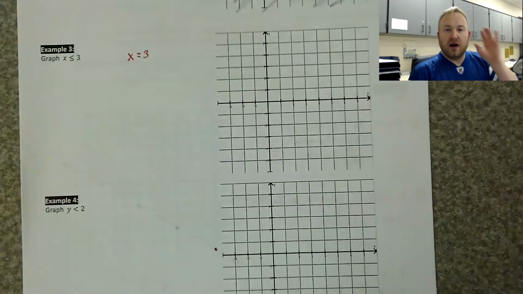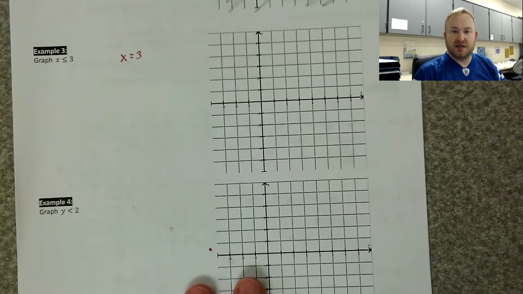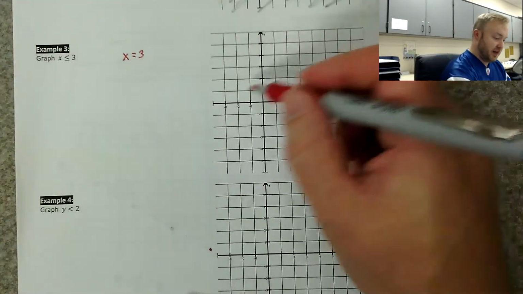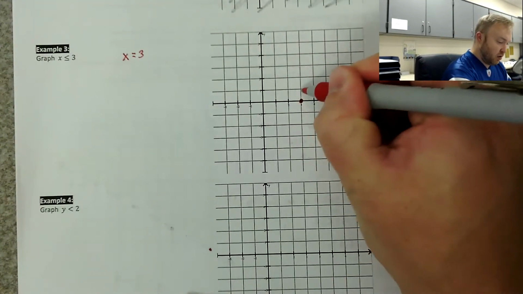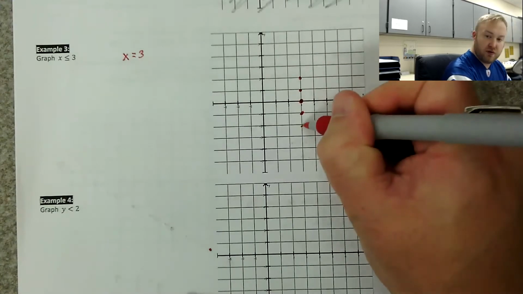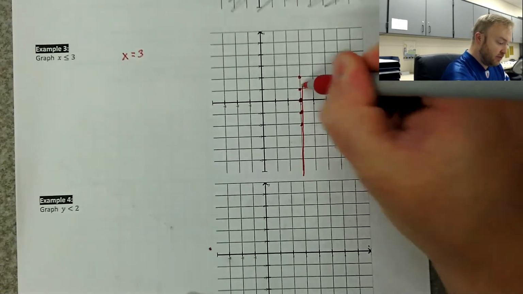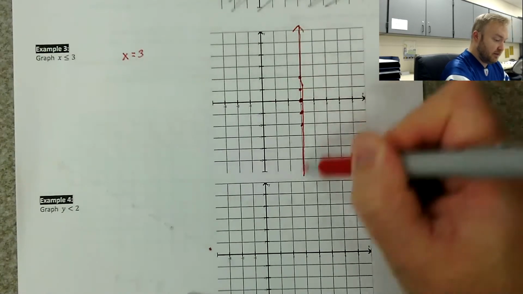We want a line where every point on that line has an x coordinate of 3. Let's plot a few points that have x coordinates of 3. How about (3, 0), or (3, 1), or (3, 2), or (3, -1), or (3, -2). See what's happening here? We are getting a vertical line.